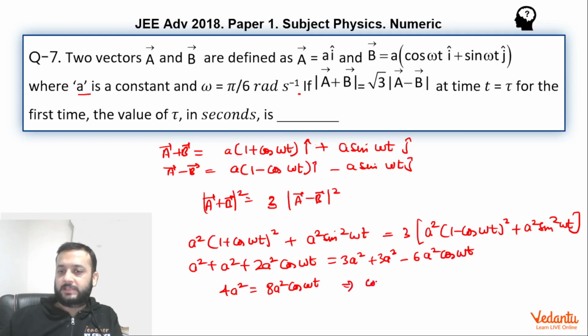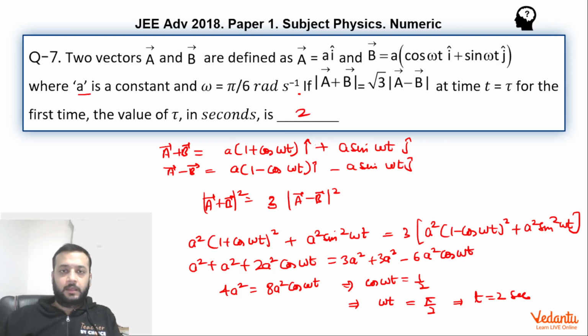So from here we can see that cos omega t becomes half. Now the smallest possible value of omega t will be pi by 3. Omega is pi by 6, which implies t is equal to 2 seconds. So this will be the answer. So this is the first method, the regular method, using which I have solved the question.